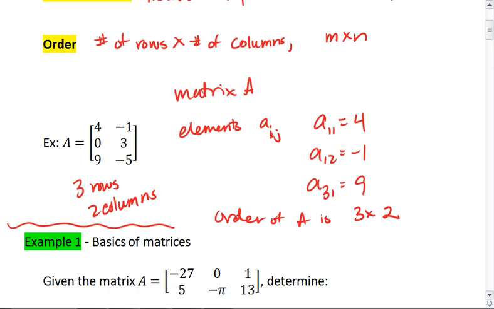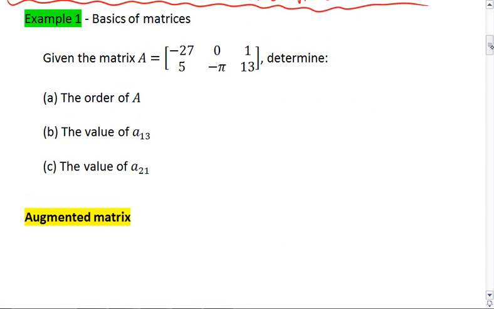Let's look at an example. Here's another matrix A. A is the matrix negative 27, 0, 1, 5, negative pi, 13. I want you to determine the order of A, the value of A13, and the value of A21. Try this on your own first, and then resume the video when you're ready to check your solution.